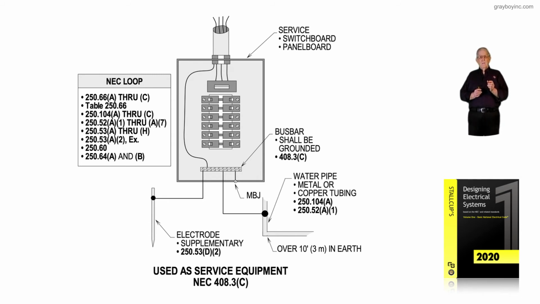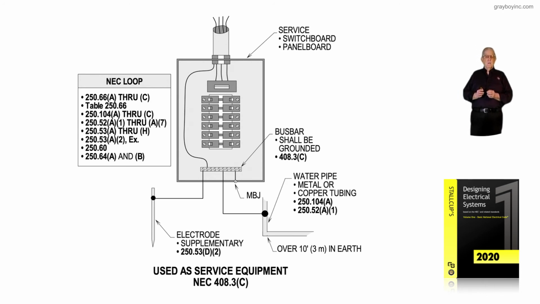Then notice the driven rod is a supplement to the water pipe in this case, in accordance with 250.53(D)(2). It supplements the water pipe in case the water pipe connection is lost in some way. We've supplemented it with that rod so that we still have a connection to earth ground of the panel board.